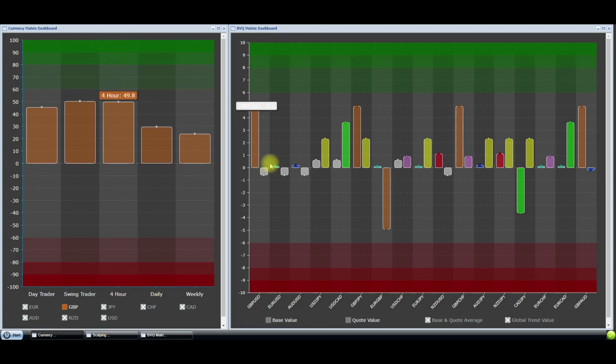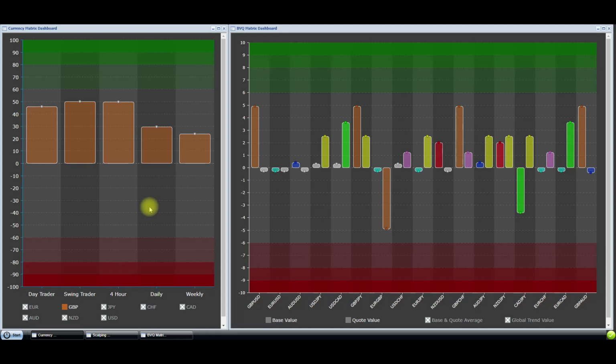So in the case of the pound dollar, you're probably going to want to look for short opportunities. For the pound yen, same thing. For the pound Swiss, same thing. For the pound Aussie, same thing. But for the euro pound, you're going to want to look for long opportunities because it's on the quote side of the currency pair, right? Because it's going to be overextended to the downside. So you're going to want to buy this currency pair based on that. And that's the very, very basic way to use the currency matrix.